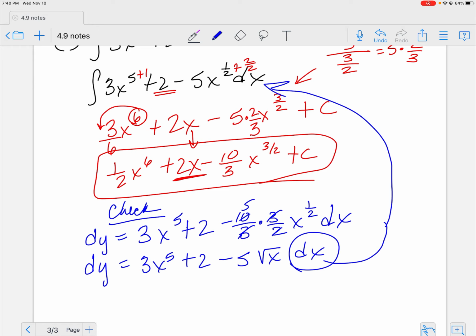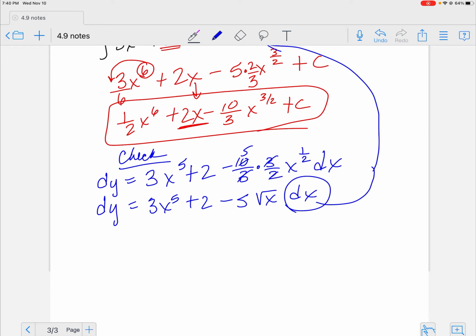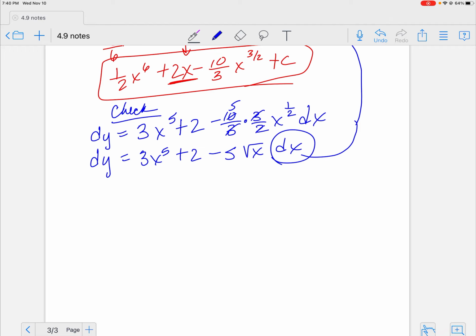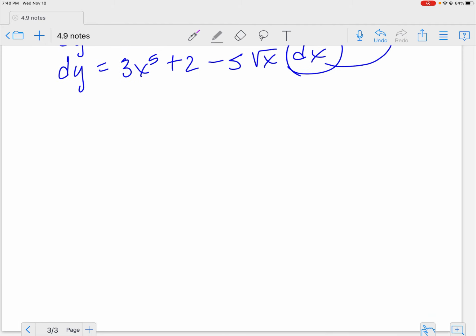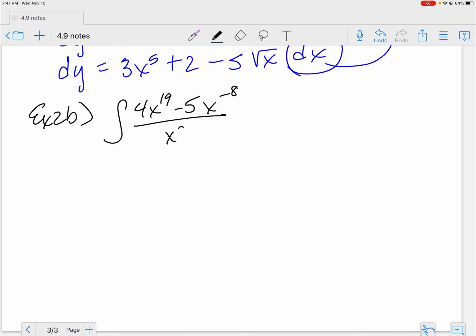So we're not going to check all of these as we go through here, but I just thought, while we've got one, let's just check it. Because we're learning. That's part of learning. Let's look at example 2b. I want to integrate 4x to the 19th minus 5x to the negative 8 over x squared dx.